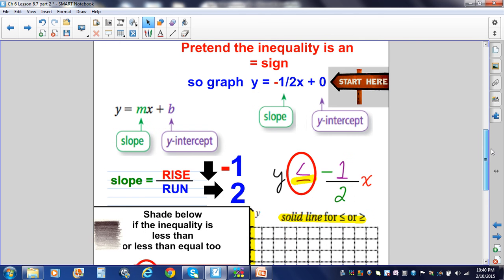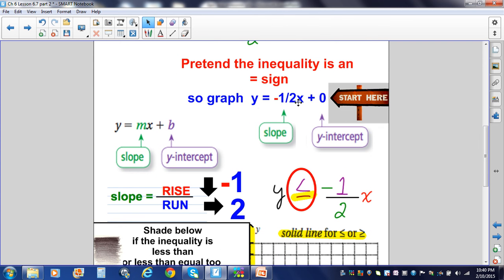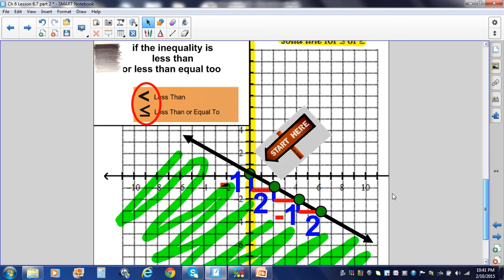Then I'm going to go back and find my slope. It's touching the variable x. Since my slope is negative 1/2, I'm going to fall one space, and for my denominator, I'm going to run 2 spaces to the right. Fall 1, right 2. Fall 1, right 2.